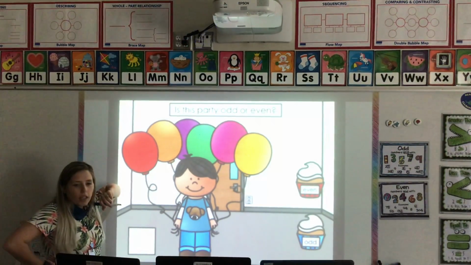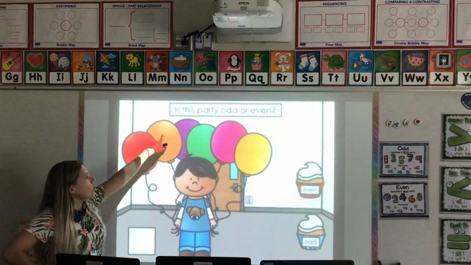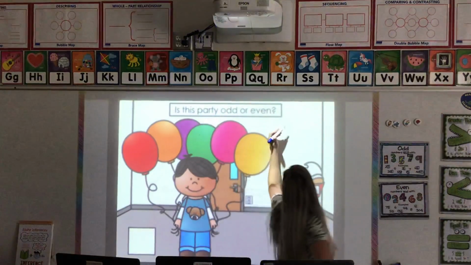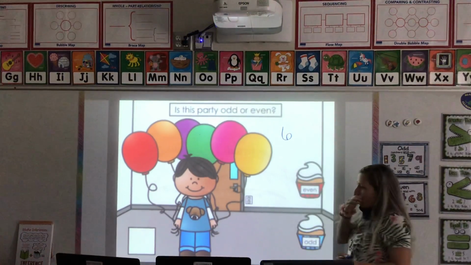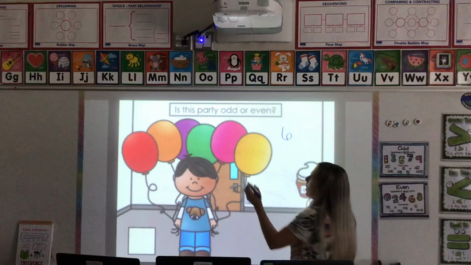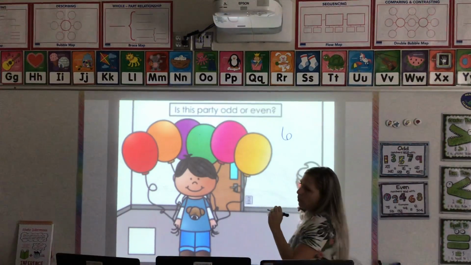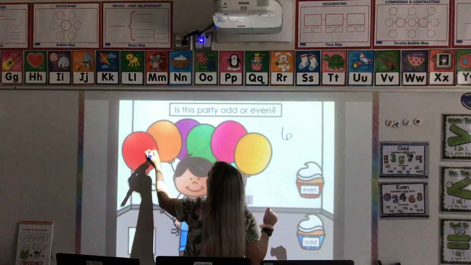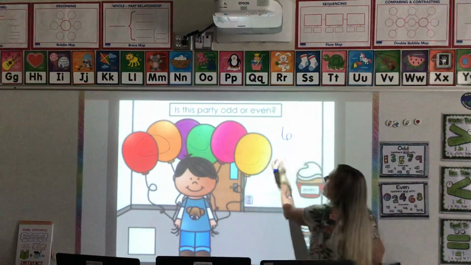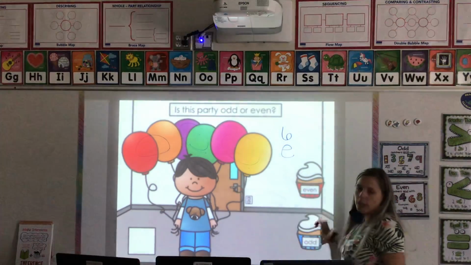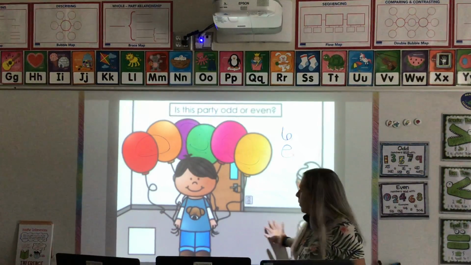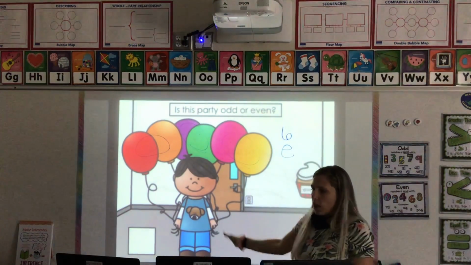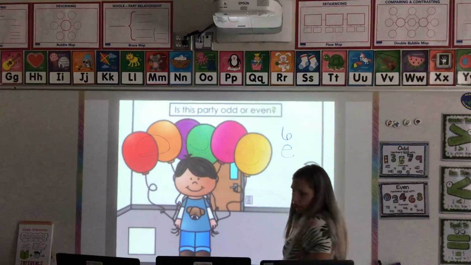All right. So I have 1, 2, 3, 4, 5, 6 balloons. I see lots of sixes. Now I gotta make my partners to see if it's even or odd. So 1, 2, 3. Everybody gets a partner, which means this is even. So even Steven brought even numbers of balloons to the party. Whoop whoop. Good job. Erase your boards.